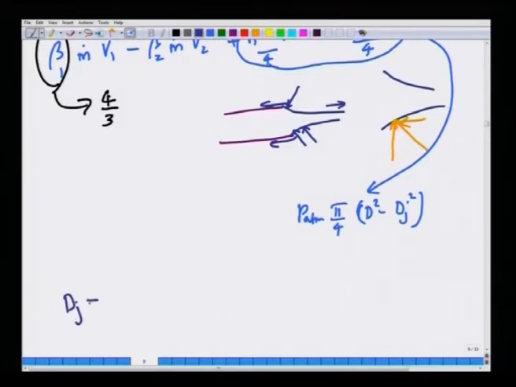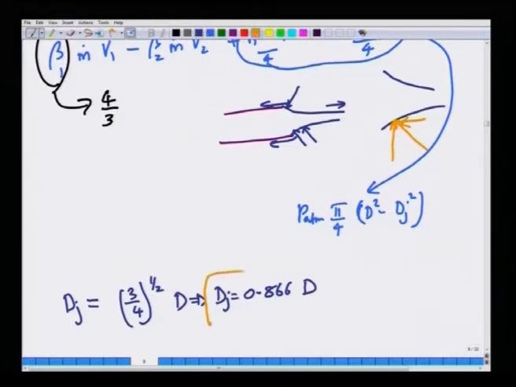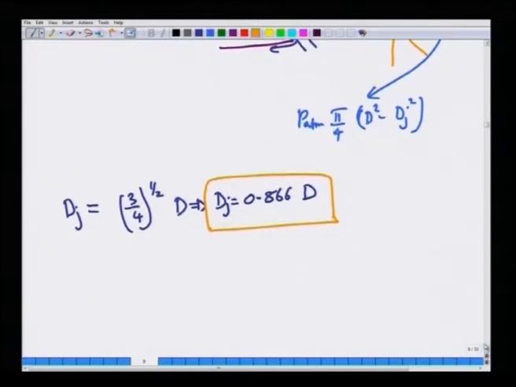d_j is equal to 3 by 4 to the half d. This gives you 0.866 d. This implies d_j is 0.866 d, unlike the energy balance, where we got 0.84 d. So, it appears that the results that we obtained from the momentum balance and the energy balance are different.